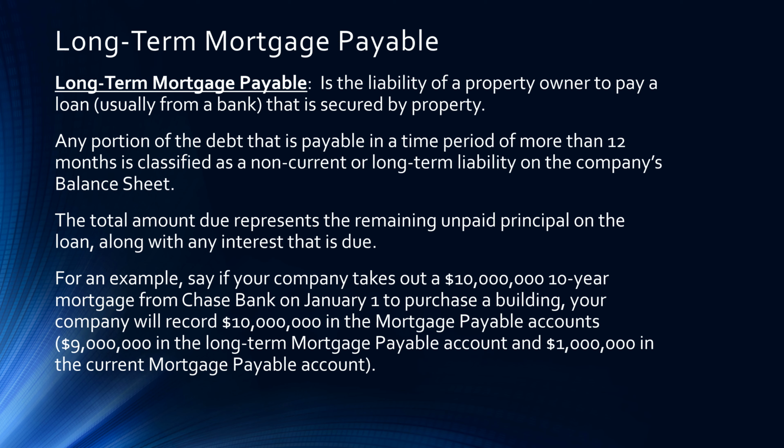For an example, say if your company takes out a $10 million 10-year mortgage from Chase Bank on January 1st to purchase an office building. Your company will record $10 million in the mortgage payable accounts, and they will bifurcate it between $9 million in the long-term mortgage payable account and $1 million in the current mortgage payable account.